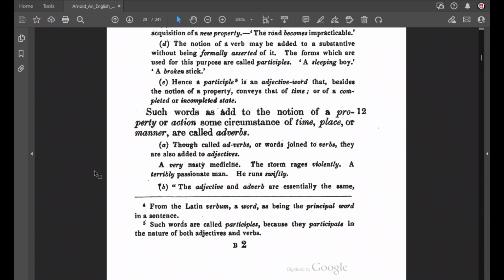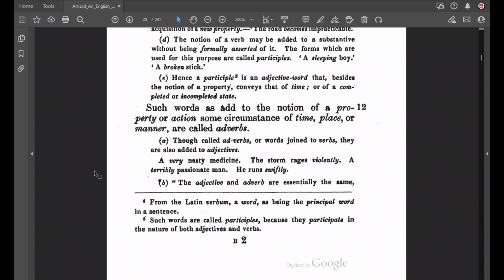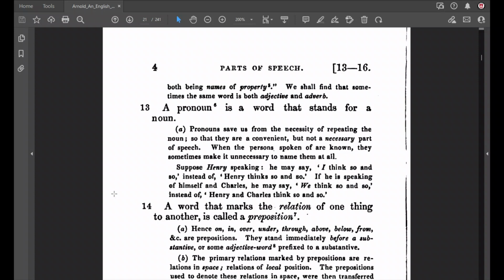And our textbook, fortunately, explains this. In Note A, it says, though these are called adverbs, or words joined to verbs, they are also added to adjectives. And it gives some examples like I just gave you. Note B, the adjective and the adverb are essentially the same, both being names of properties. So adverbs and adjectives have this in common. They are both names of properties.